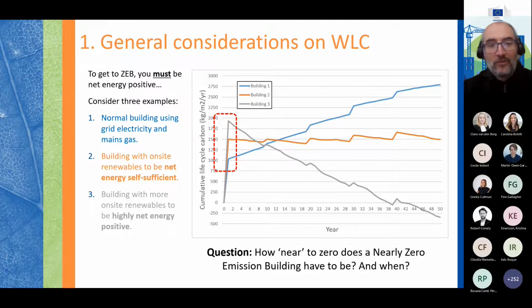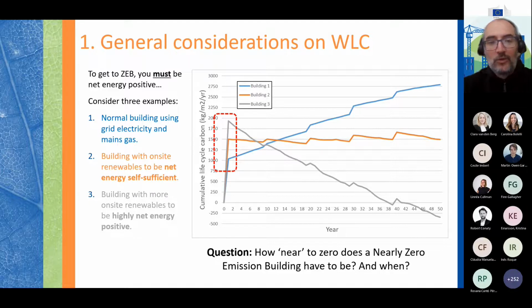So you can see what happens at the very beginning if you look at the graph. From year 0. On the y-axis, we have this cumulative life cycle carbon, and on the x-axis, we have the years of the building life. So you can see at the very beginning, all 3 buildings have a big spike in carbon. And this is the spike of embodied carbon from all the materials that have to go into the building. And you can see actually the normal building of today has the lowest spike. And you could say this is because it doesn't have this on-site renewable energy system. It's just taken from the grid.